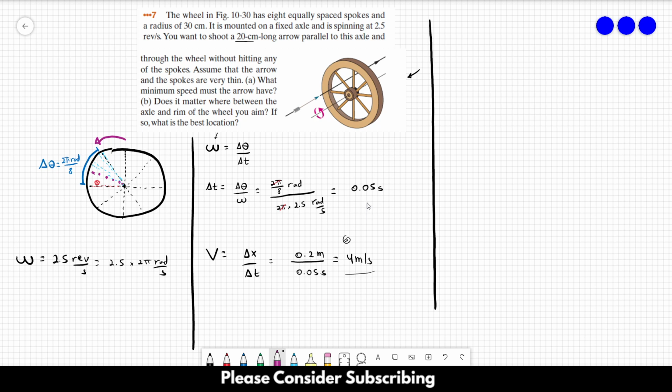One thing that you should aim for, I'm not sure if you can aim for that, but when the arrow starts crossing the wheel, it should start crossing the wheel as close as possible to the next spoke. So that's all you have to aim for.